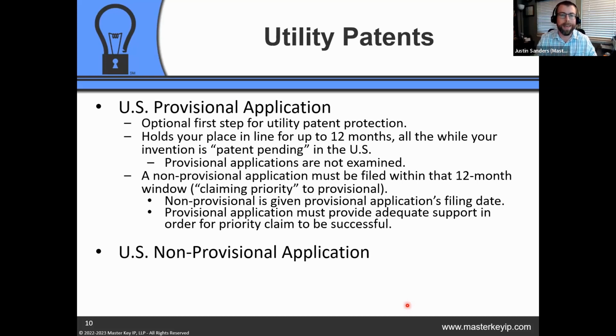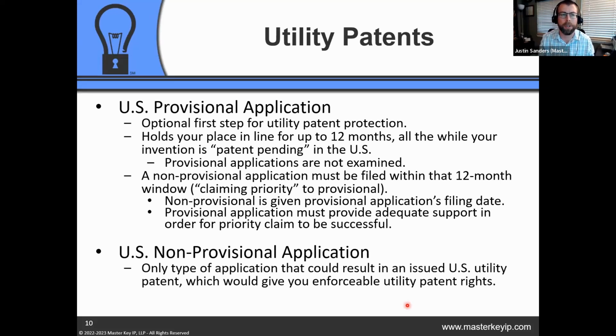And what this provisional does, it's not examined. It's not going to turn into an actual issued patent. It's literally just an invention disclosure that you file with the patent office, and essentially kind of holds your place in line. So if I file my provisional application today, I get a filing date of September 13th, 2023. And then what's expected of me is within that year, or I should say within a year from filing the provisional, I'm following up and filing that non-provisional application, because it's the non-provisional application that would ultimately get examined. And if it's deemed unique enough, then that non-provisional would issue as a utility patent.